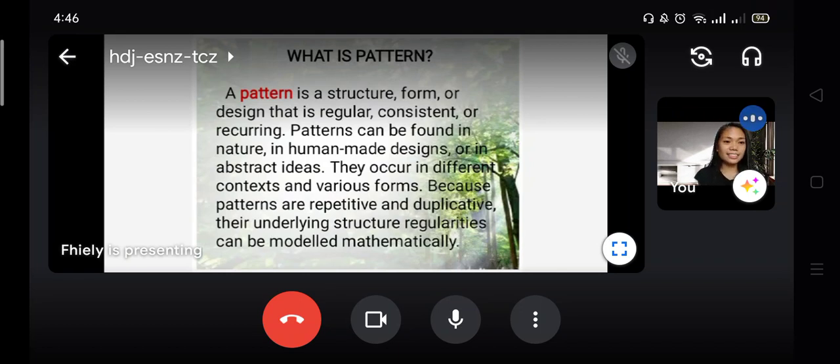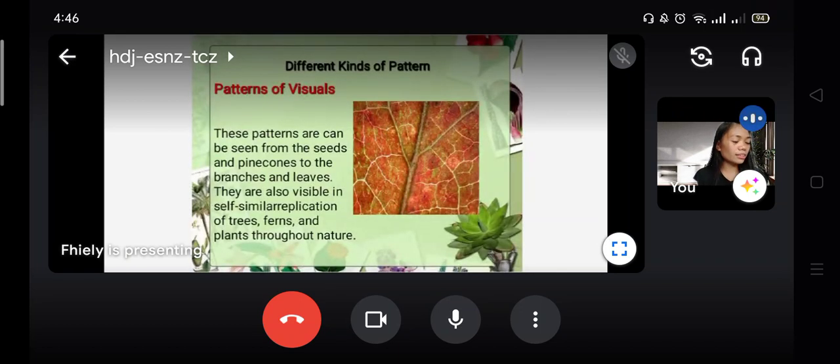Okay, here are the different kinds of patterns. As you observed earlier, we have 6 kinds of pattern. First, we have patterns of visuals. I assume you still remember the pictures from our activity earlier. May I call on Tableau to read the slide, what is pattern. Okay, thank you, Miss Pablo, for reading.